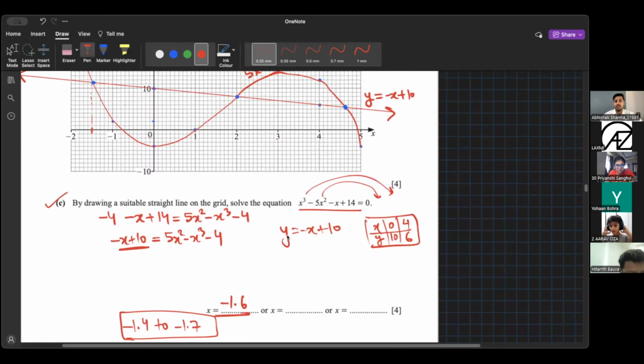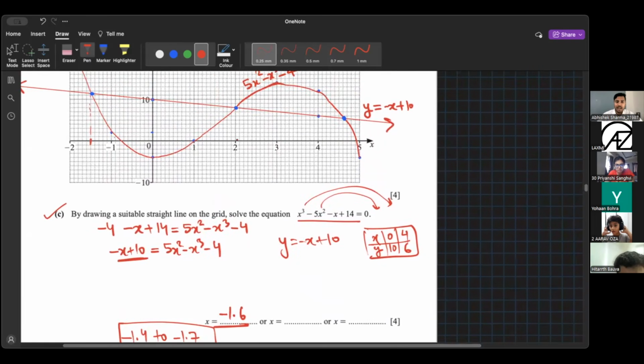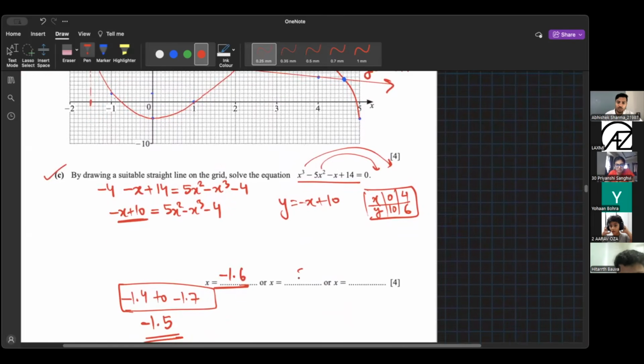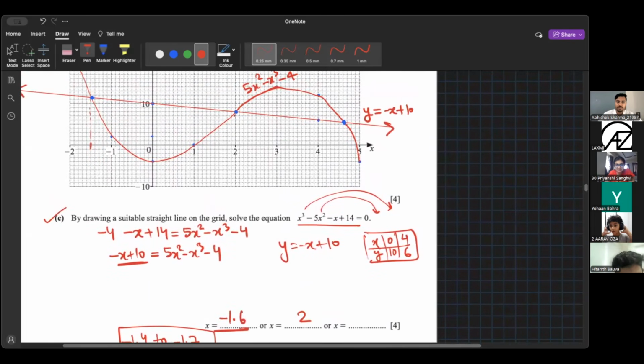Second value of x, you can surely check with the teacher and ask for the range. But this is the range in the mark scheme. Second x is precisely 2 here at this point. First was this one, second is this one, and the third one is this here.